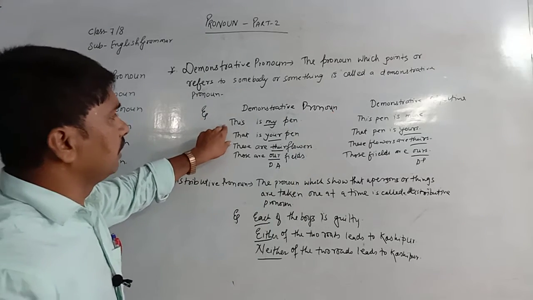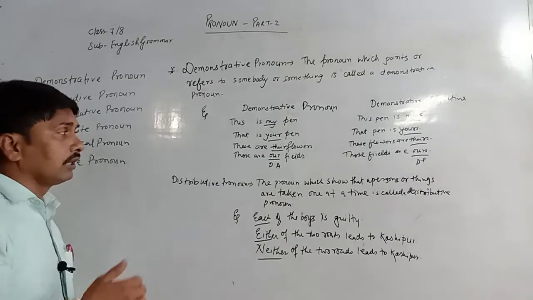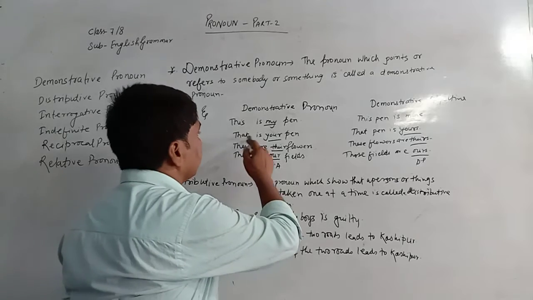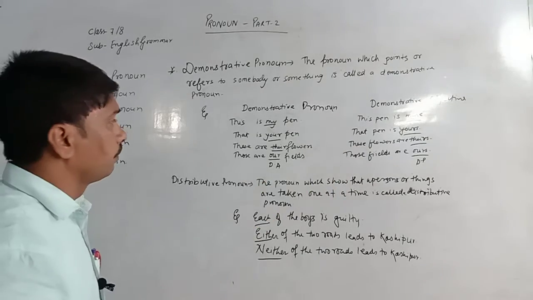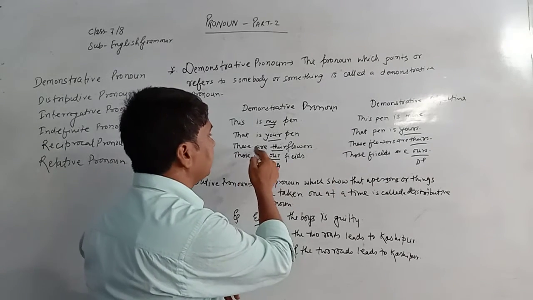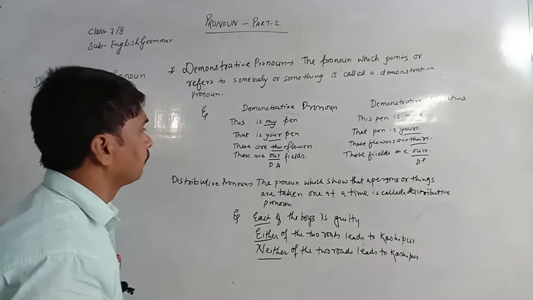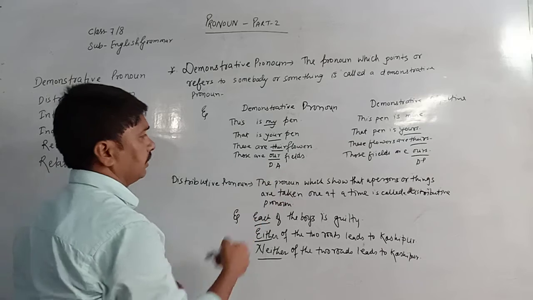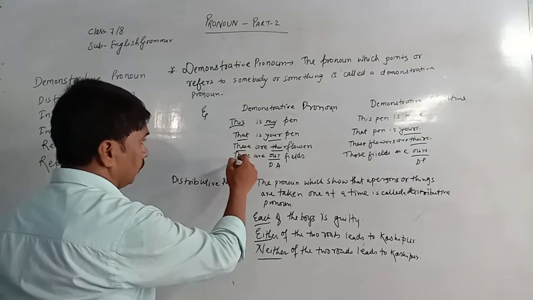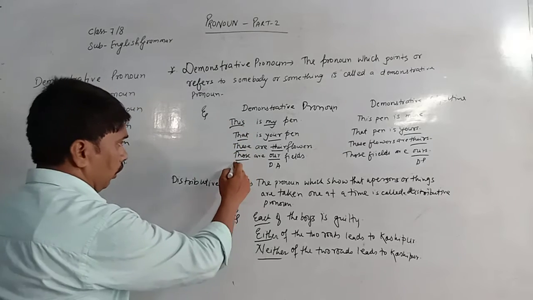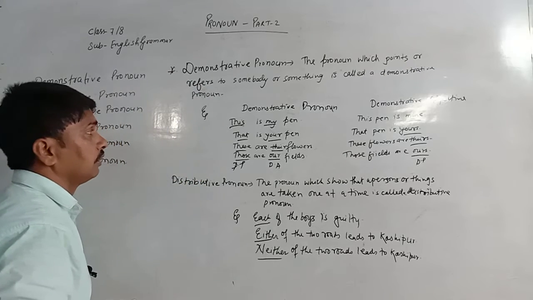So here this is referring to pen. This is, यह मेरा कलम है. That is your pen. वह तुम्हारा कलम है. These are their flowers. वे उनके फूल हैं. Those are our fields. वे हमारे खेत हैं. So this, that, these, those, all these words are called DP, demonstrative pronoun.